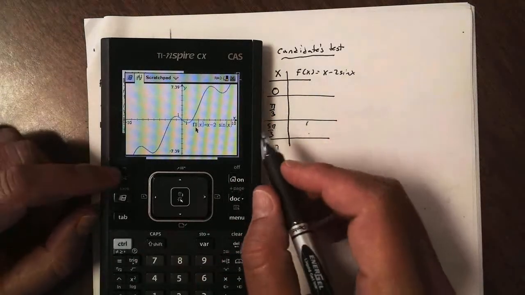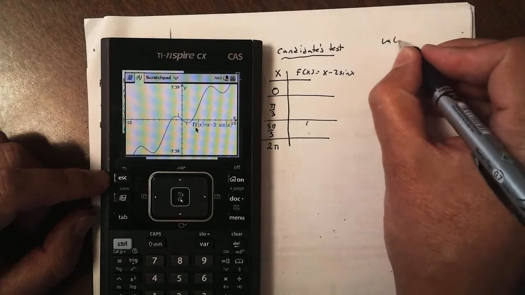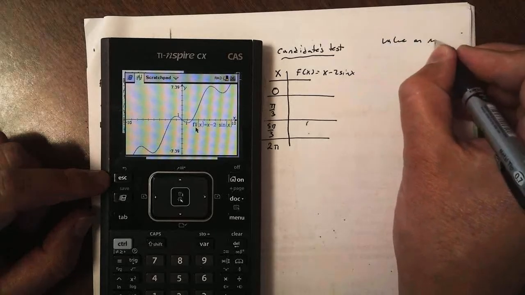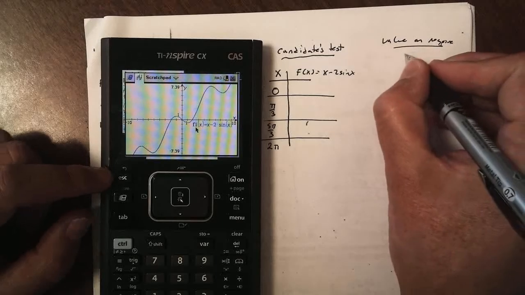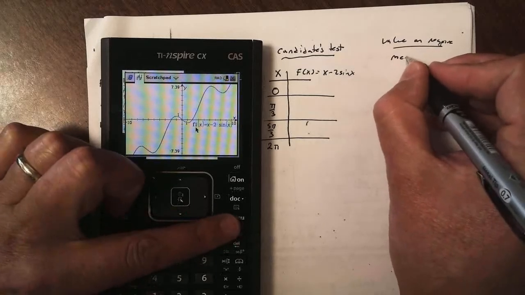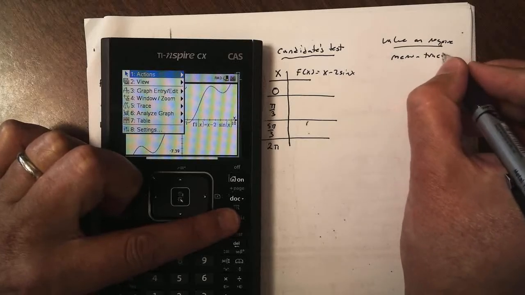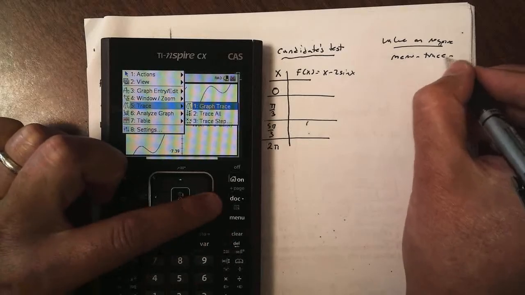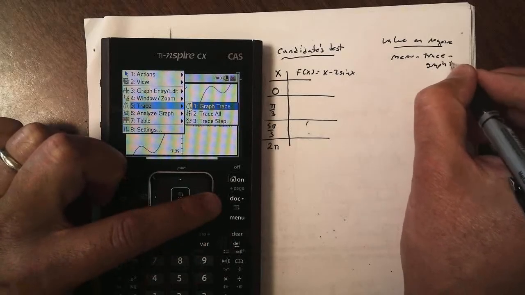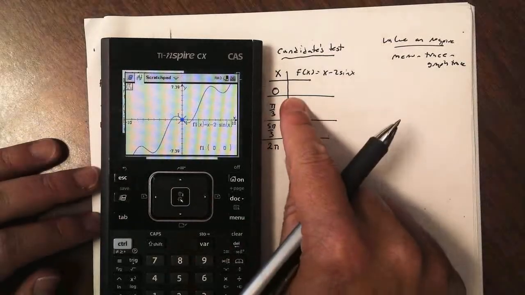Oh, there's my graph. All right, so I'm going to find the values. So to get the values on the calculator, on the Inspire, you're just going to go to Menu, Trace, and then Graph Trace. That's it. Very quickly. Graph Trace, and I just type in my numbers.